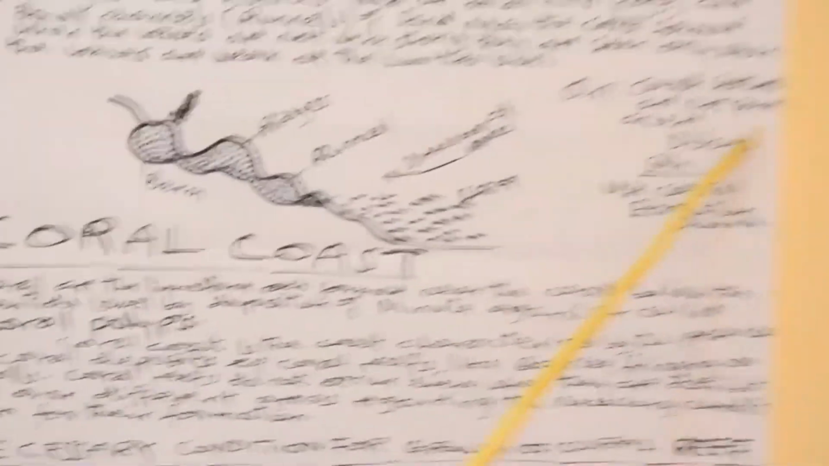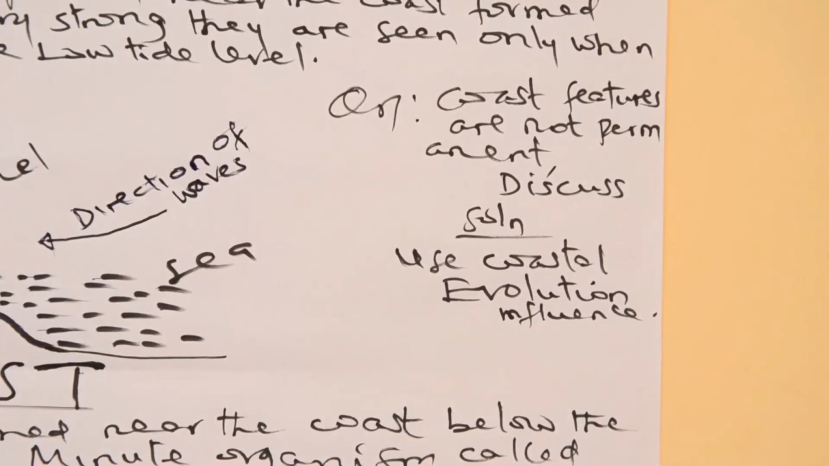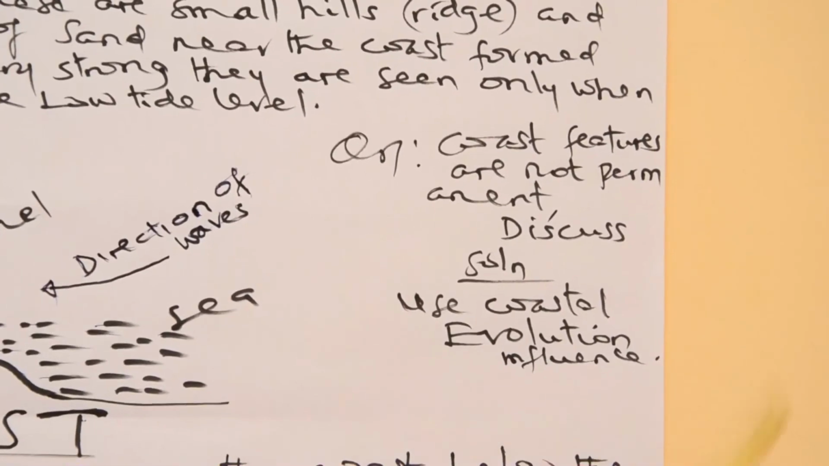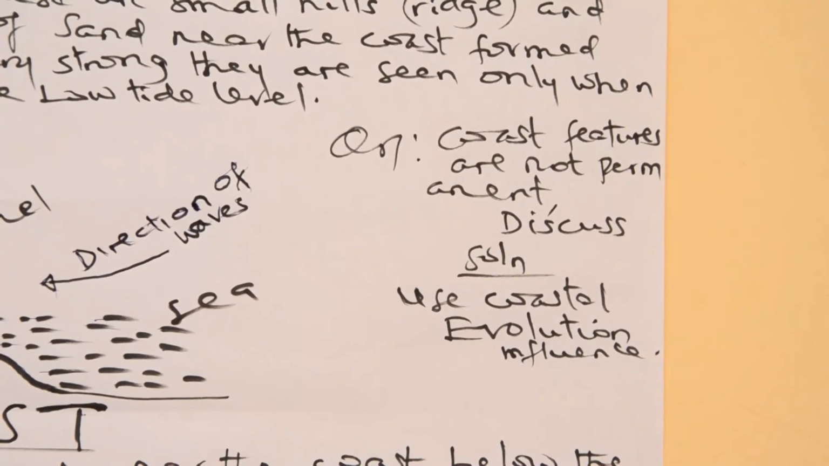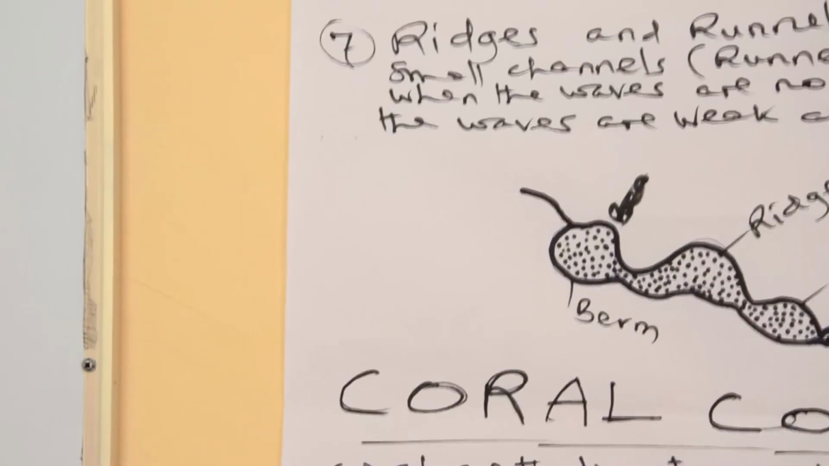Question: coastal features are not permanent. Discuss, using coastal evolution. For such a question we have to use coastal evolution. Exactly, the coast is usually not permanent. It is just changing in terms of deposition or erosion.